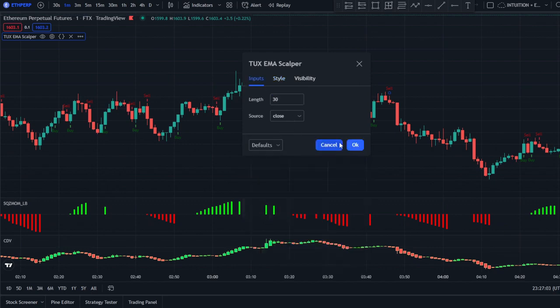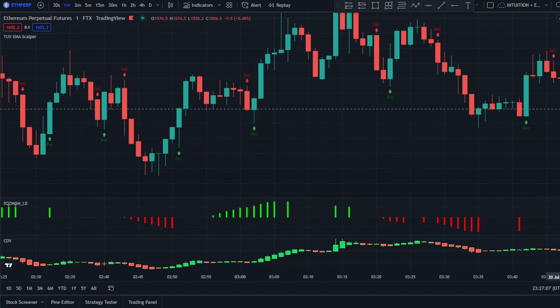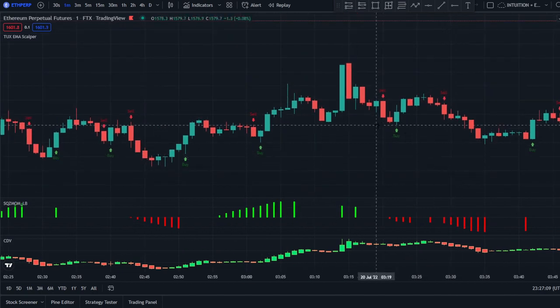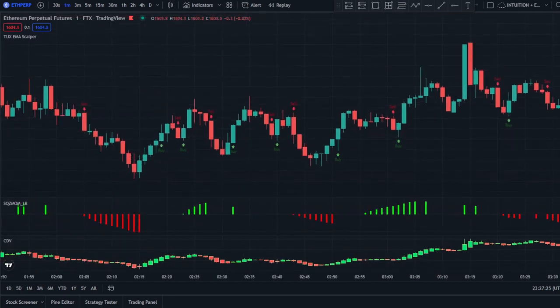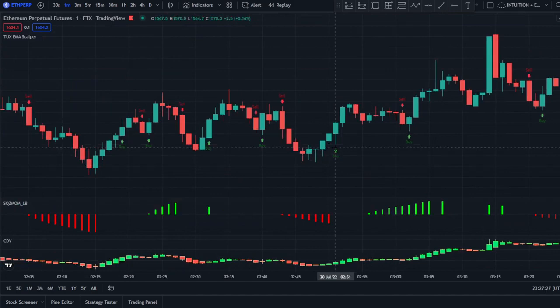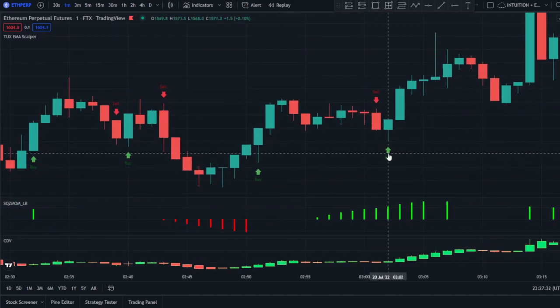Then you can see that there are buy and sell signals below the candles, and there will be 3 confluences that you'll need when you enter a position. First off, you have to wait for your TradeiQ EMA scalper to give either a green or a red signal. For us to go long, we want to have a buy signal. So let's look at this right here. We see that there is a buy signal.